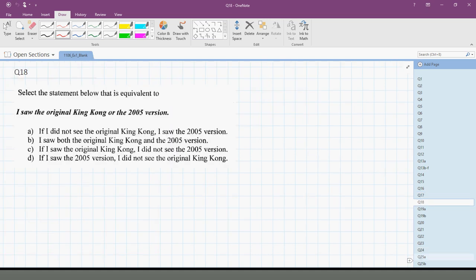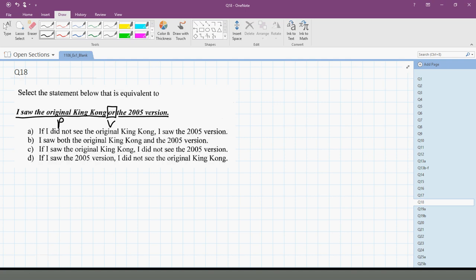All right, 18. So this time, it wants to know which statements are equivalent. The thing that you need to do first is convert these into symbols. And then from there, you can look at a truth table for it. Or if you remember all those equivalents I gave you in class, they might be able to help you out as well. So let's first get our original statement. Up here it says, saw original King Kong. What are we going to call that? P. I see an or, so that is the V.